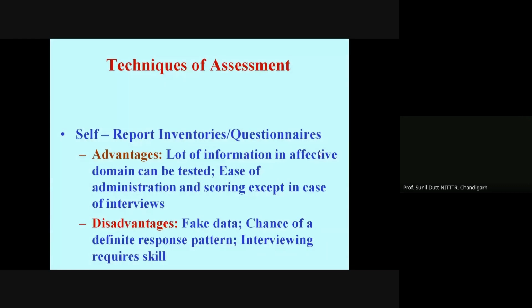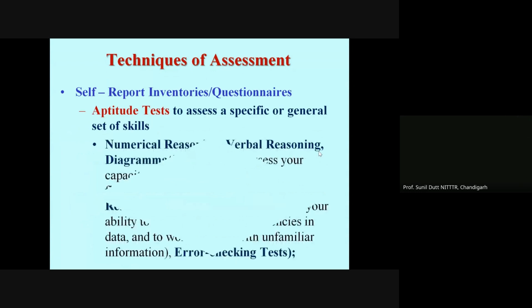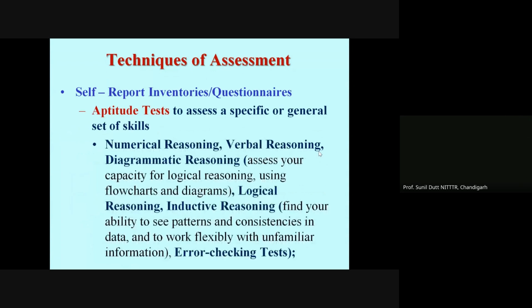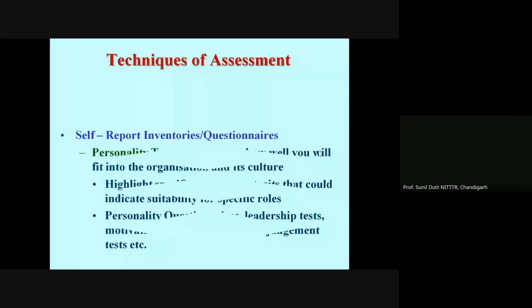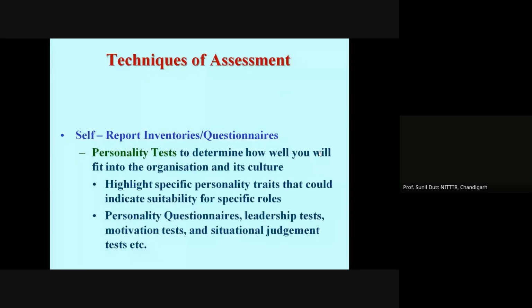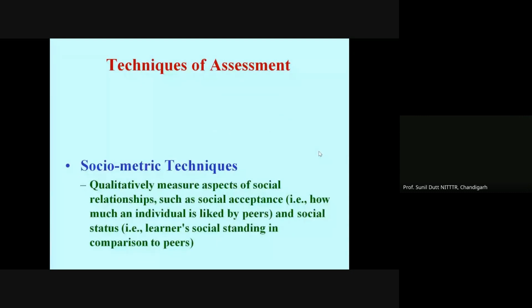तो ग्रुप में न देके थोड़ा सा डिस्टेंस में बिठा के उनसे, और एंड देन यू कैन इंटरव्यू 10% ऑफ द डाटा टू वैलिडेट द डाटा. 10% ऑफ द रिस्पोंडेंट्स को आप इंटरव्यू करिए ताकि डाटा वैलिडेट हो सके. सो एप्टीट्यूड टेस्ट है, न्यूमेरिकल रीजनिंग, वर्बल रीजनिंग, डायग्रामेटिक रीजनिंग, ये सारे टूल्स हैं. देन लाइकवाइज वी हैव पर्सनालिटी क्वेश्चनेयर, लीडरशिप टेस्ट, मोटिवेशन टेस्ट, सिचुएशनल जजमेंट टेस्ट एटसेट्रा. देन वी हैव गॉट सोशियोमेट्रिक टेक्निक.